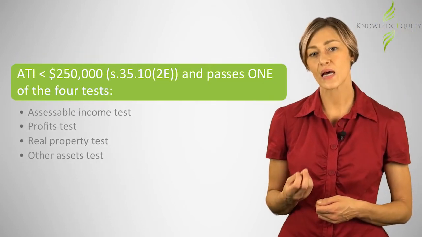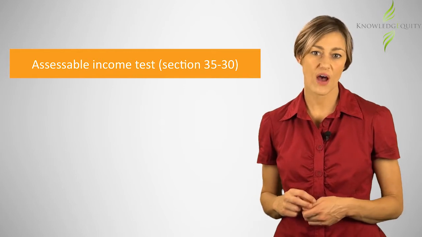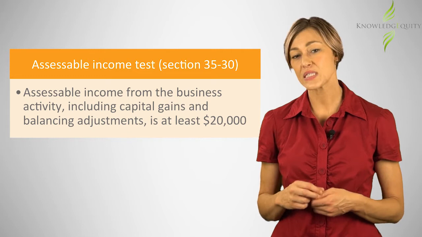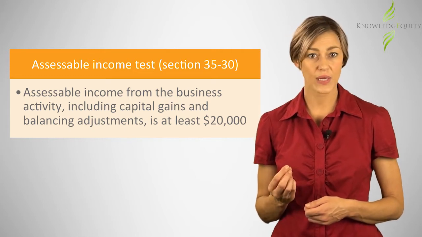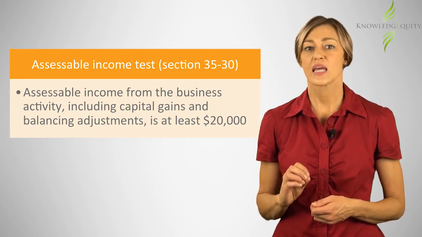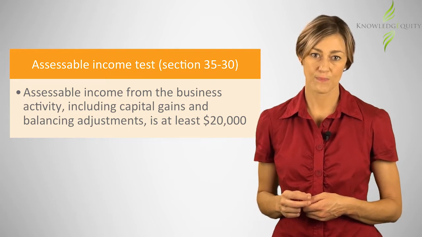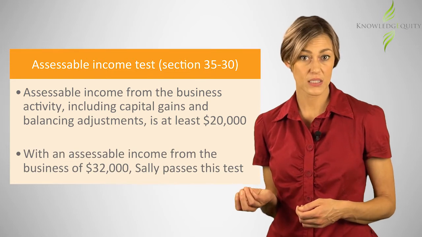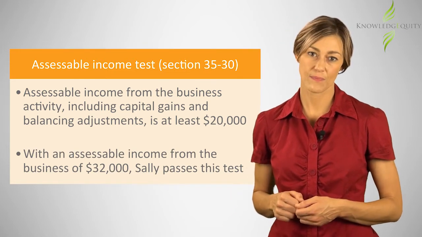The assessable income test is set out in Section 35-30 and requires that assessable income from the business activity, including capital gains and balancing adjustments, is at least $20,000. With an assessable income from the business of $32,000, Sally passes this test. Therefore, she can deduct any trading losses for the year and also her carry forward losses that were quarantined in previous years, up to the amount of her taxable income for this year.